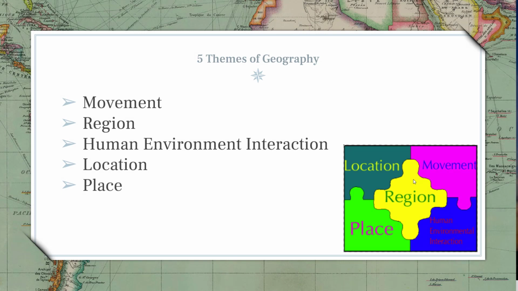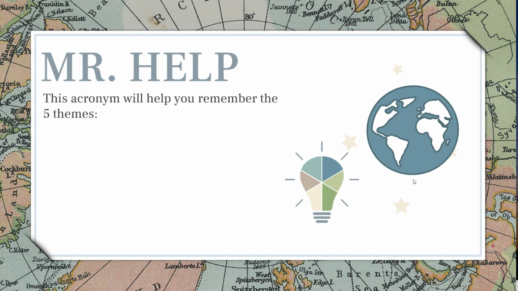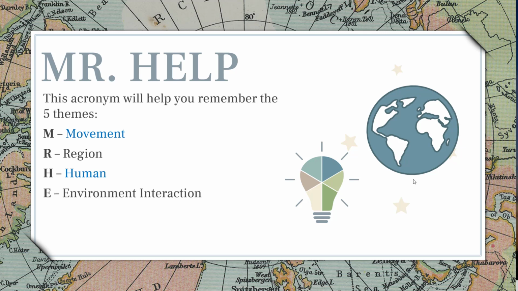Well, the 5 themes of geography are movement, region, human-environment interaction, location, and place. And this acronym will help you to remember the 5 themes, and our acronym is Mr. Help. M is for movement, R is for region, H is for human. You're going to see that we split it up. E is for environment interaction. So while human environment interaction is one theme, we've split it into 2 things for this acronym. L is for location, and P is for place. So if you can remember Mr. Help, you should be able to remember the 5 themes.